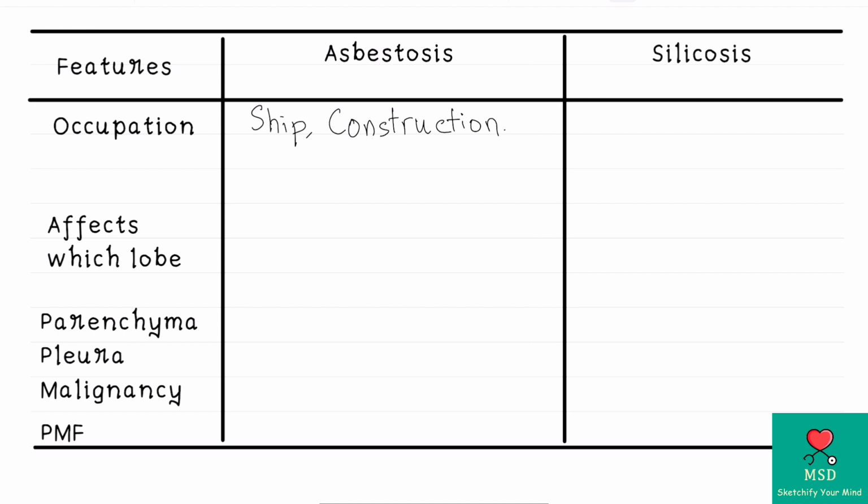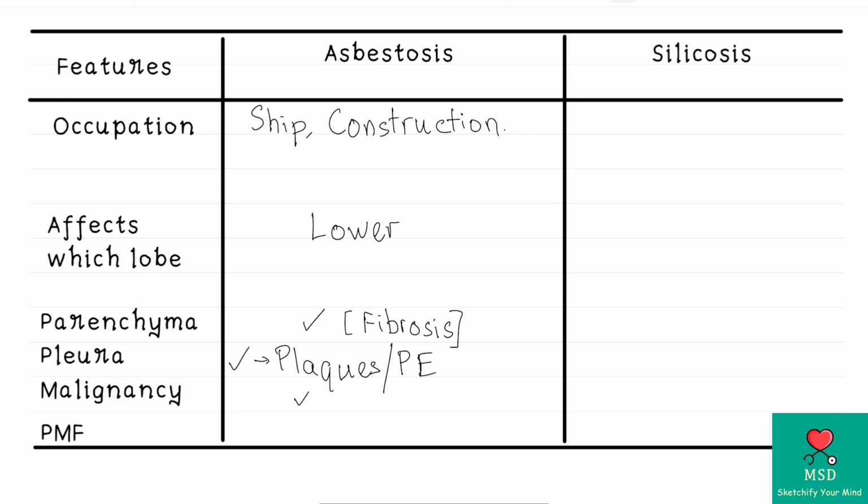Next, which lobe does it affect? As we saw, asbestos was heavy, so it affects the lower lobe predominantly. Parenchymal involvement is seen in asbestosis, in the form of fibrosis. Pleural involvement is seen in the form of plaques or pleural effusion. Malignancy is also seen, which will be discussed later. PMF means progressive massive fibrosis, which is not seen in asbestosis.